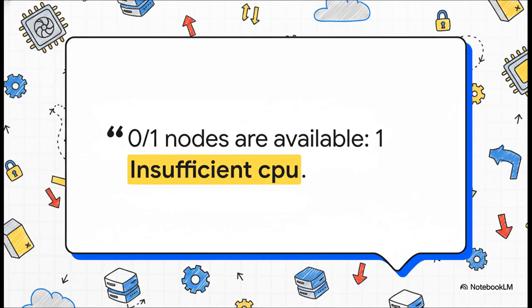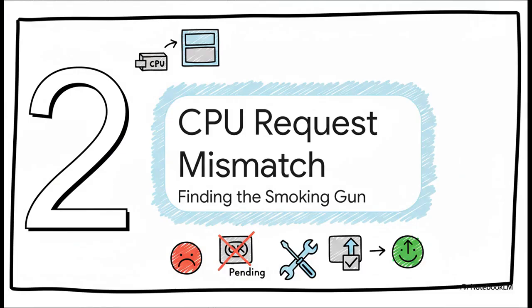Insufficient CPU. The scheduler looked at all the nodes, in this case, 1, and found that 0 of them could handle what our pod was asking for. Okay, so we've got our big clue, insufficient CPU. Now we can really zero in on the cause of the problem.